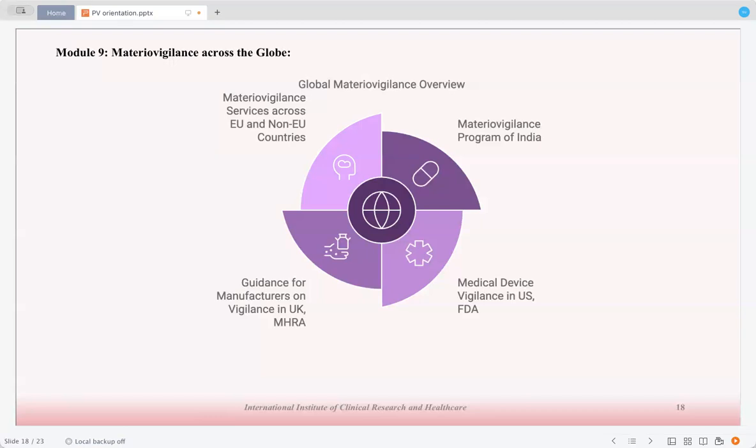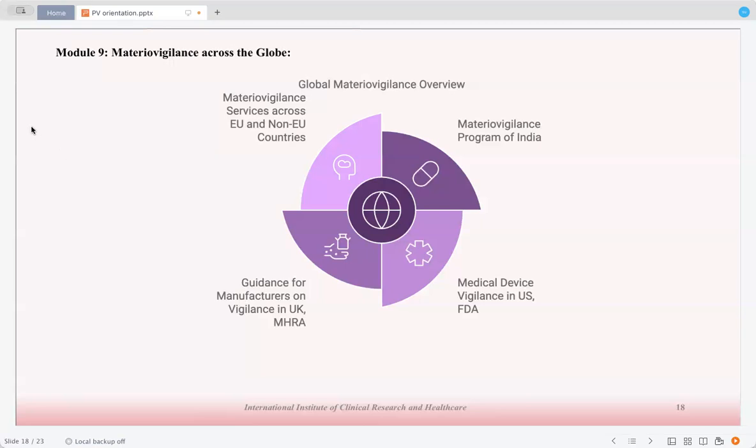Then guidance for manufacturers on vigilance in the UK, MHRA. The Medicines and Healthcare products Regulatory Agency, that is the MHRA, provides detailed guidance for manufacturers on reporting adverse incidents related to medical devices, ensuring compliance with post-marketing surveillance and safety regulations through prompt reporting and investigation.